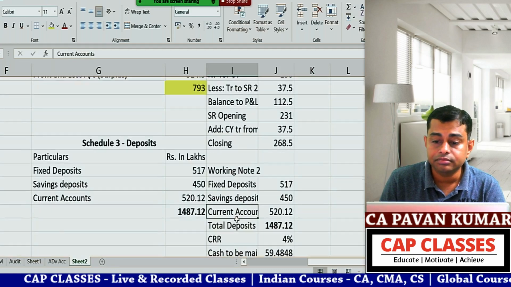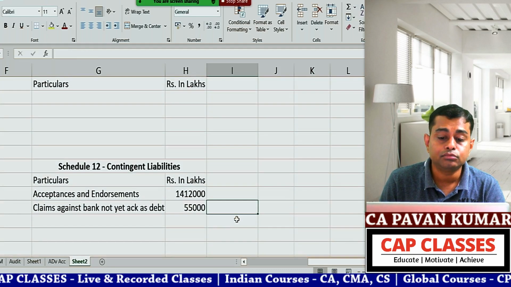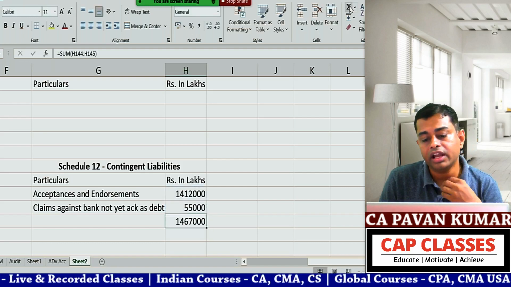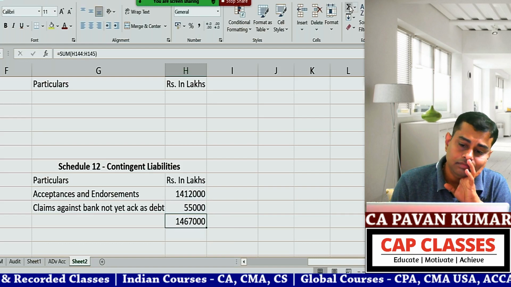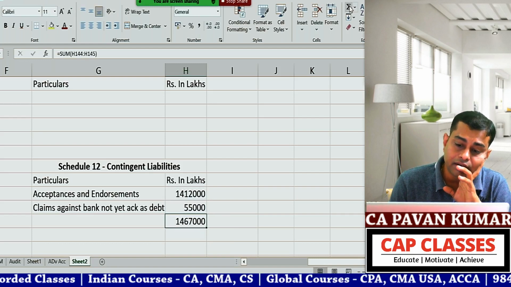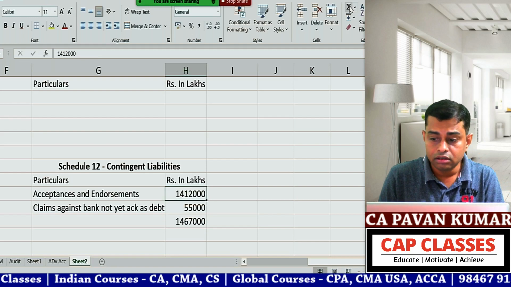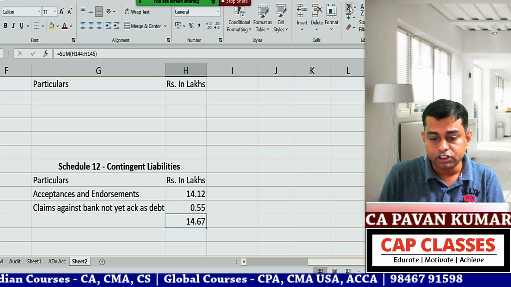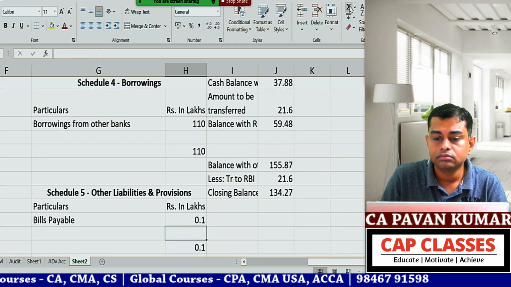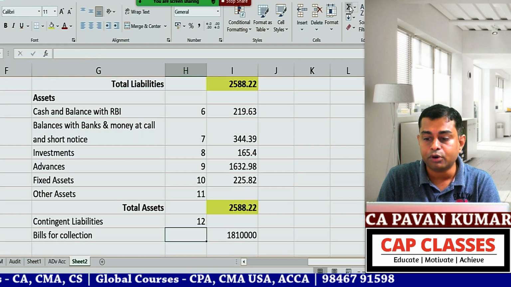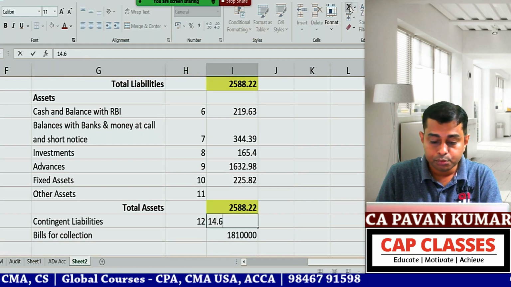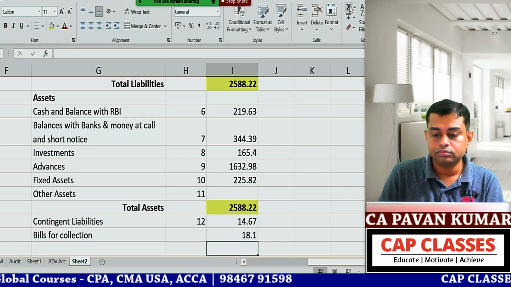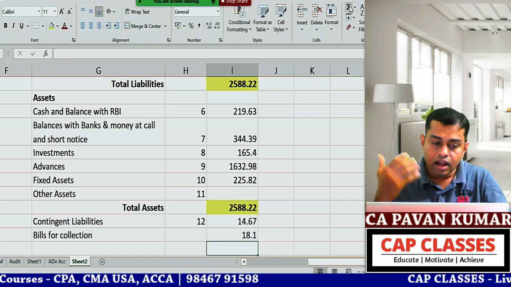Contingent liabilities is there, 12. It should be in lakhs, no? So how much should I write? 14.12 and 0.55, so is it 14.67? Yes, 14.67. This also we will not write as 18 lakhs 10,000; we will write 18.1. The balance sheet is over.